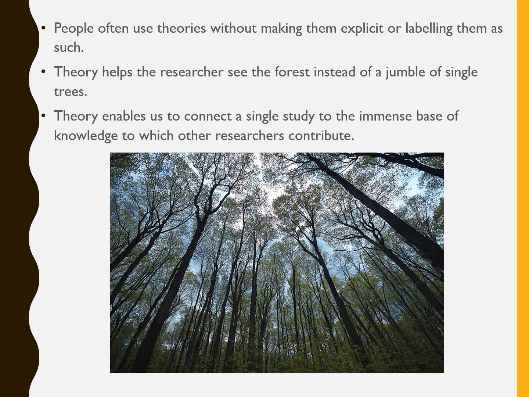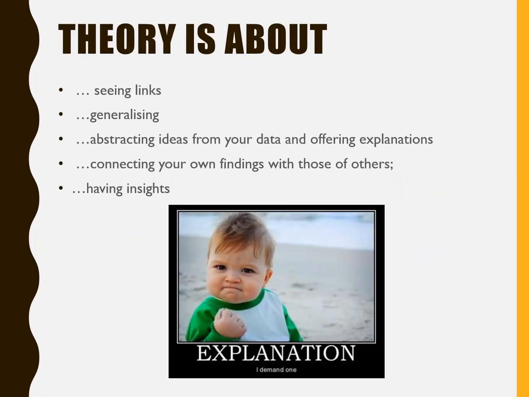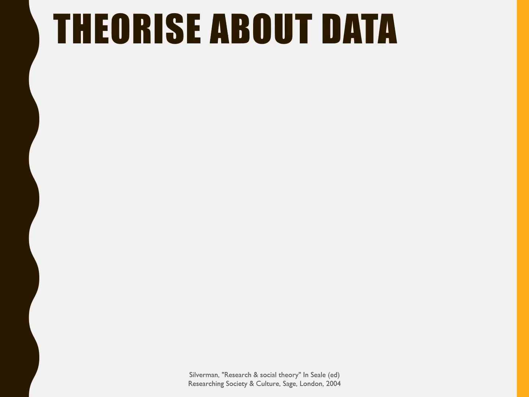In a nutshell, people often use theories without making them explicit or labelling them as such. Theory helps us as researchers see the forest instead of a jumble of single trees and other critters, as Amanda Flame was talking about last week. And theory also helps us to connect a single study, our study, to an enormous base of knowledge to which other researchers have already contributed. Theory is about seeing links, generalising, abstracting ideas from your data and offering explanations, connecting your own findings, as I just said, with those of others, and having insights. If you're not clear on how to theorise your data, David Silverman has some ideas.